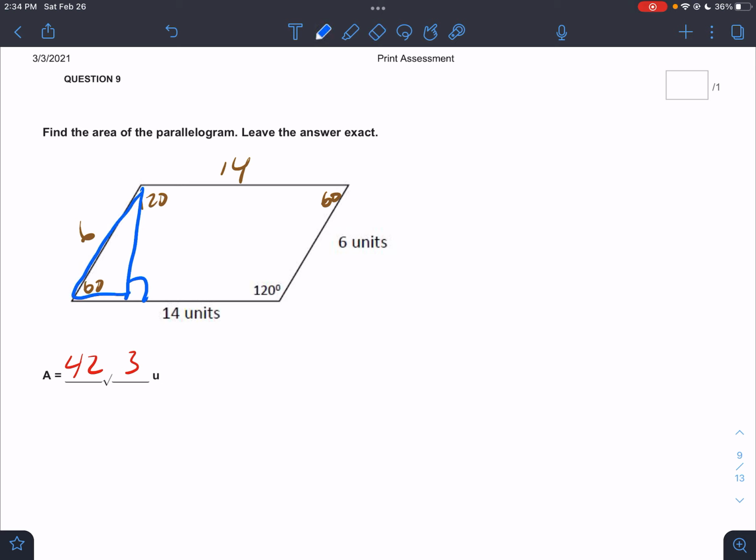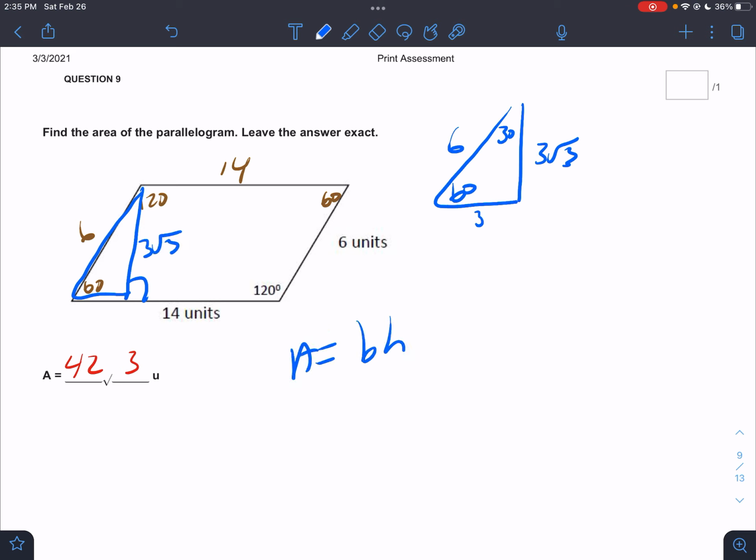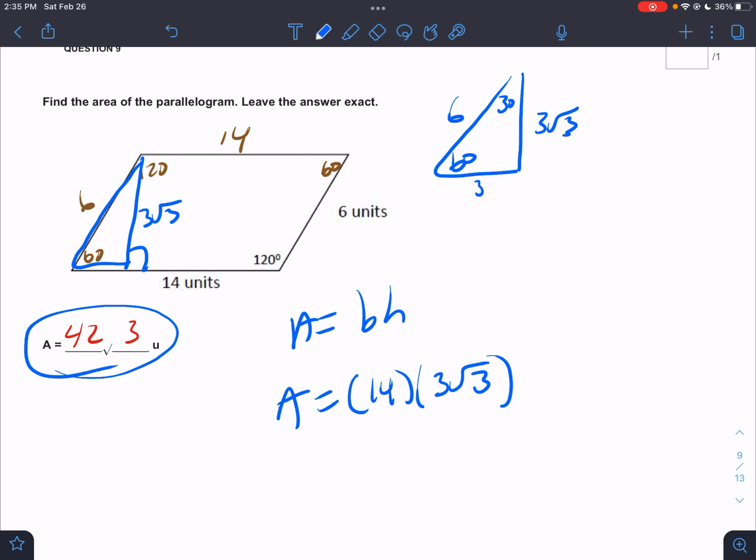If I do that, I have a right triangle here with a 60 and a 6. This would be 30, so this would be 3, and this would be 3 root 3. So the height would be 3 root 3. So area of a parallelogram is base times height. On this one, the base would be 14, and the height would be 3 root 3. Multiply that out, 42 root 3. You get the exact same answer if you drop the height the other way. Promise.